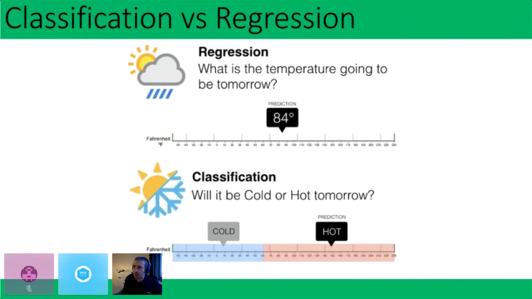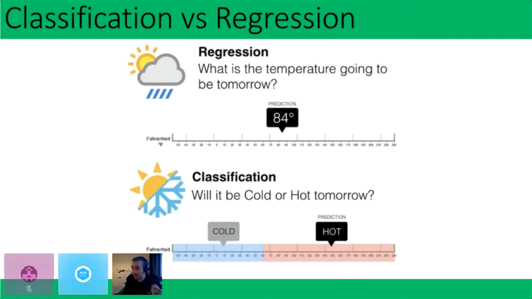A regression problem is something that usually answers the question, for example, what is the temperature going to be tomorrow? We are looking for the specific temperature, for example, 84 degrees Fahrenheit. So it's a precise answer. It's a single number.